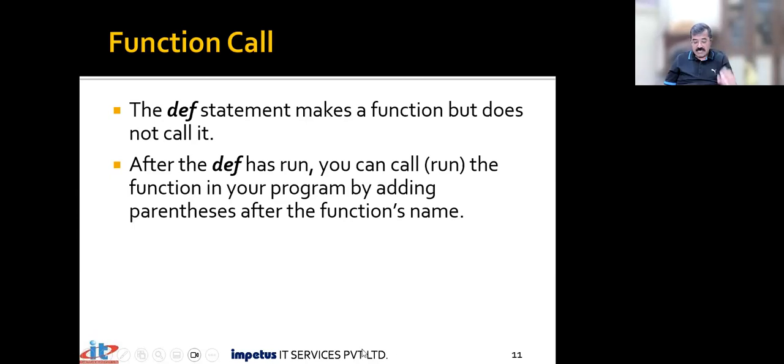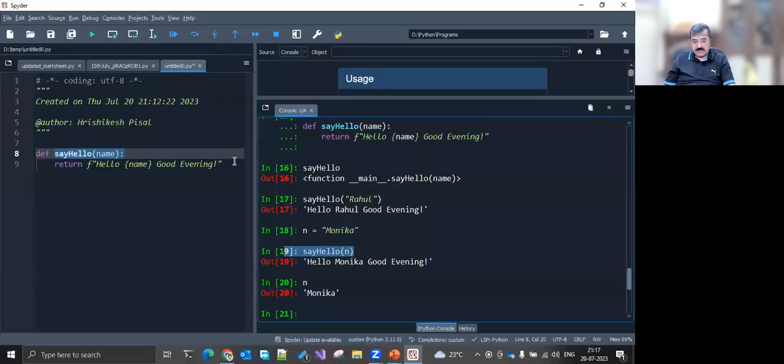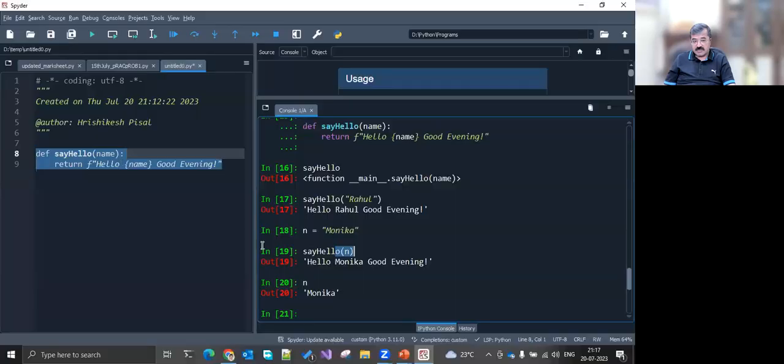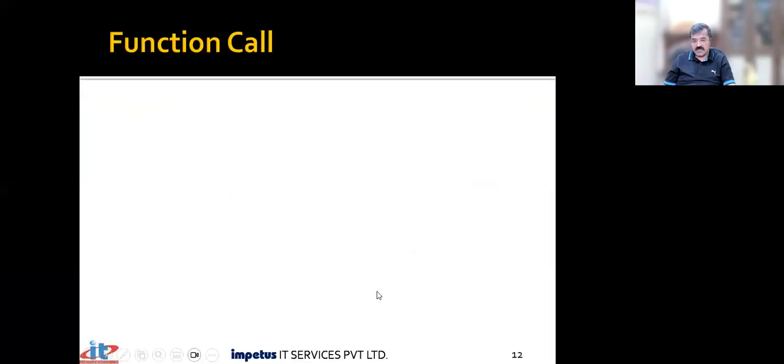So in the last piece of code, यहाँ जो आपने लिखा था ये फंक्शन डेफिनेशन है, और यहाँ जब कॉल करें लाइन नंबर 19 पे या लाइन नंबर 17 पे, यहाँ इसे कॉल करें, यहाँ नहीं कॉल कर रहे, यहाँ तो पैरेंथेसिस मिसिंग है. तो जब ये पैरेंथेसिस दोगे तो आप यहाँ फंक्शन को कॉल कर रहे हो, ये फंक्शन कॉल है. The parenthesis may optionally contain one or more object arguments to be passed, assigned to the names in the function header. तो फंक्शन हेडर में ये वेरिएबल नेम है. यहाँ से जो आपने n पास किया उसकी वैल्यू इस नेम में असाइन होगी. यहाँ आपने राहुल पास किया, Rahul was assigned to this variable name, and I'll show you that, don't worry.